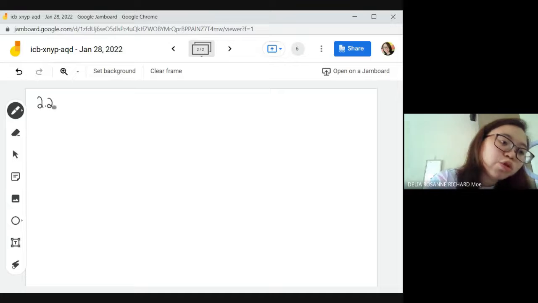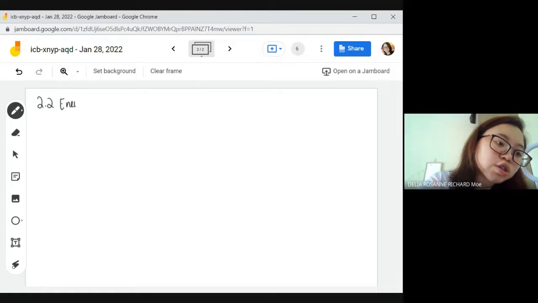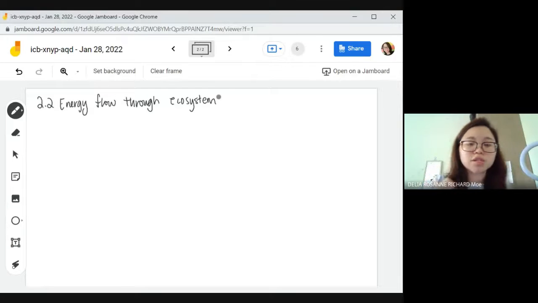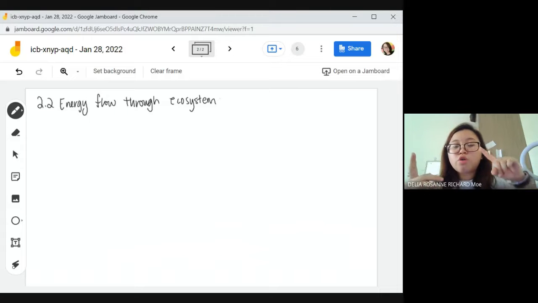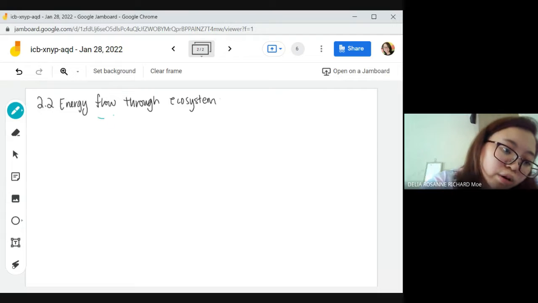After 2.1, we will go into the next subtopic, which is 2.2, energy flow through ecosystems. So for this subtopic, energy flow through ecosystem, ini berkait dengan apa yang kamu pernah belajar di sekolah rendah dengan sekolah menengah dulu. This is going to tie back to what you learned in school before about food chain, food web. Okay, so ini akan kait balik kepada food chain dengan food web.